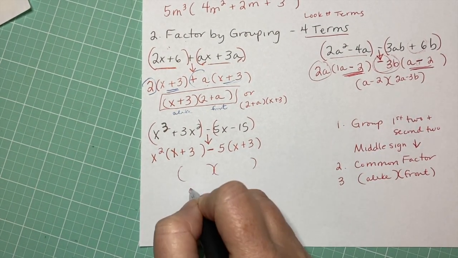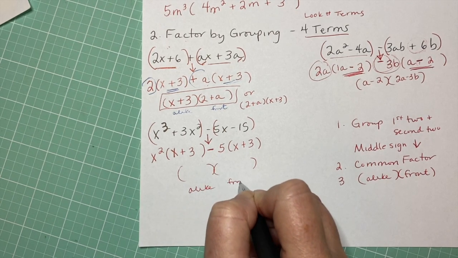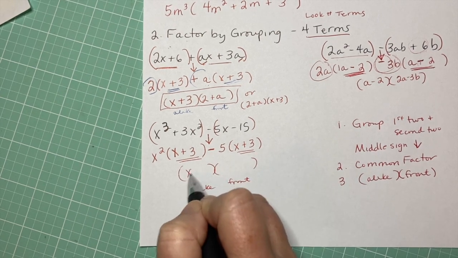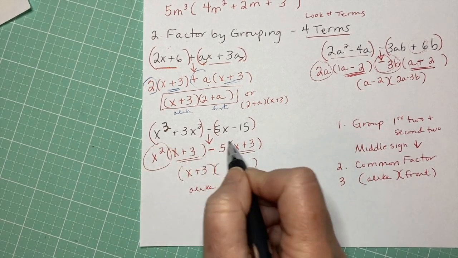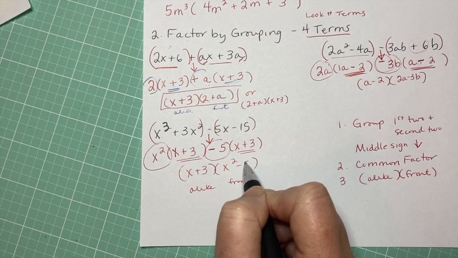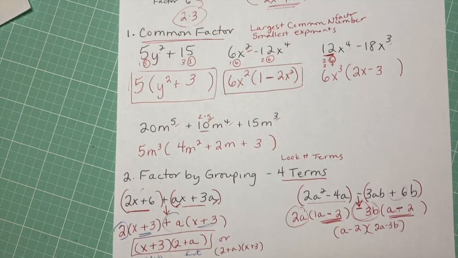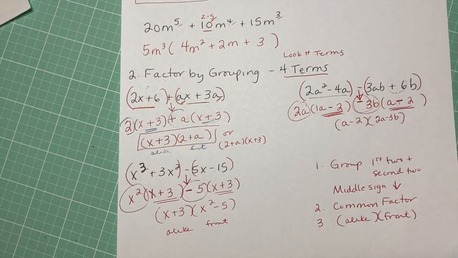And then our final parentheses, remember what they have alike in one and what's out front in the other. So what they have alike is this x plus 3. And what's out front is that x squared minus 5. And so that's factor by grouping and factoring out the common factor. You're now ready to work the practice problems in 5.1.